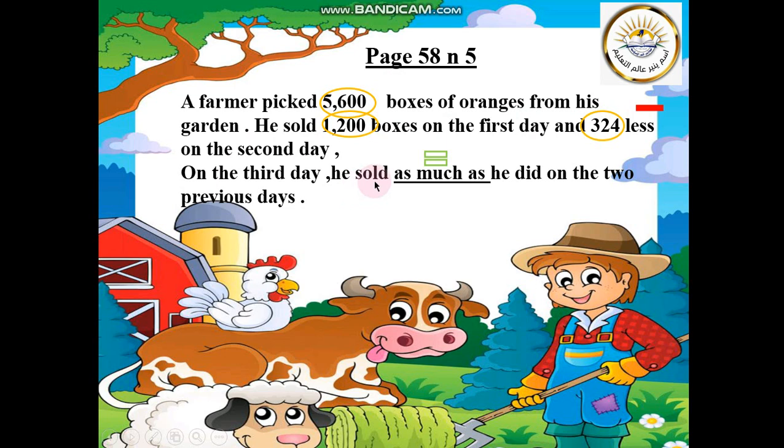On the third day he sold as much as. What does as much as mean? As much as means equal, as much as he did on the two previous days. So on the third day he sells as much as the second day plus the first day. So on the third day he sells like the second day and the first day. So second day plus the first day.